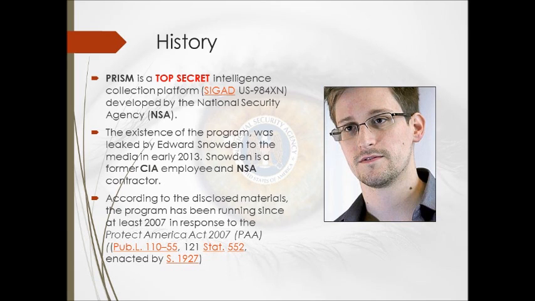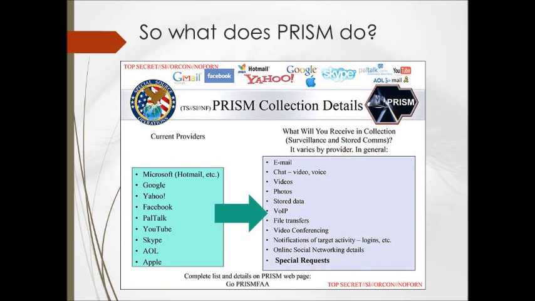Just a brief history about PRISM. So PRISM is a top secret intelligence collection platform developed by the NSA. Its existence came to light in 2013 when Edward Snowden leaked a number of classified reports and presentations to the media. According to the disclosure, the program had been in existence since 2007 in response to the Protect America Act under the Bush administration.